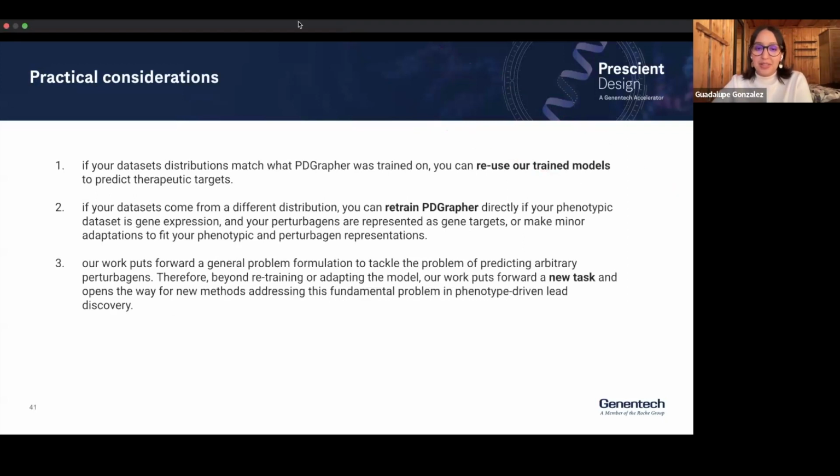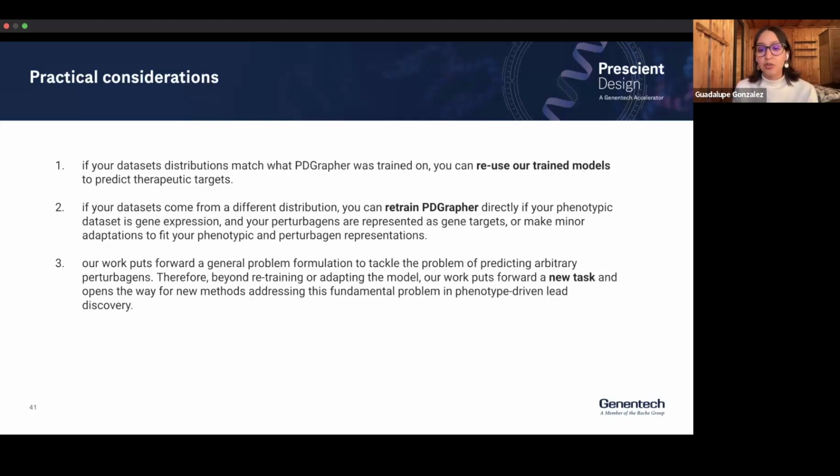And maybe this is the last slide with some takeaways. If you're considering using PDGrapher in your research, there's a couple of things to note. There are 3 ways that I think this might be used in your research. So if your dataset distributions match what PDGrapher was trained on, you could reuse the trained model. If the datasets come from a different distribution, PDGrapher could be retrained given specific considerations.